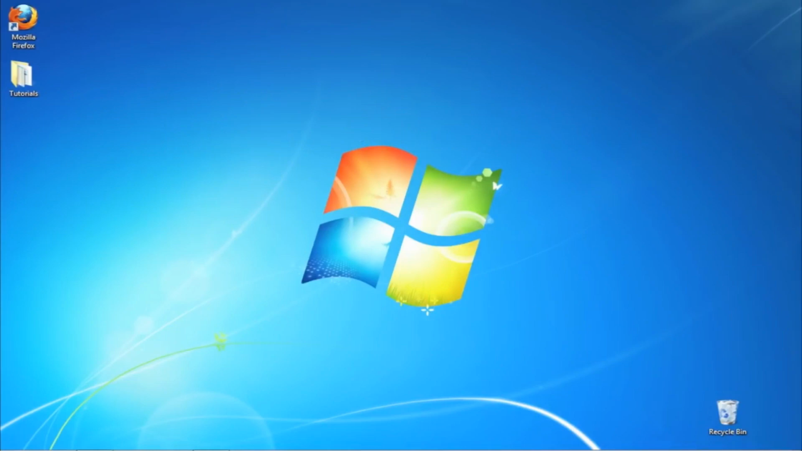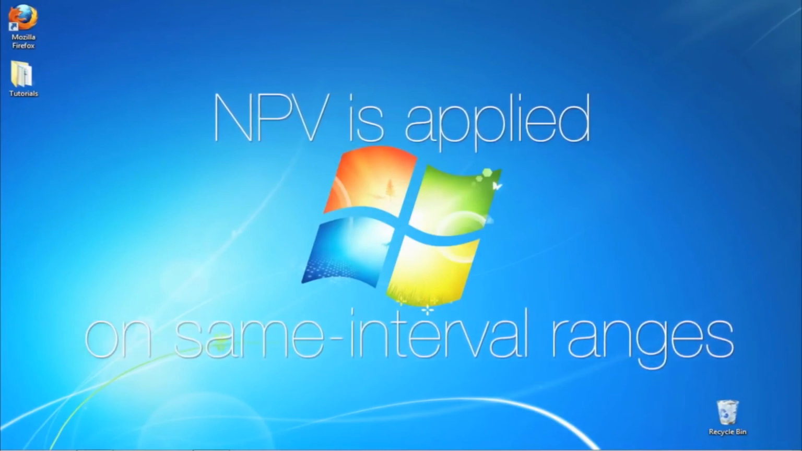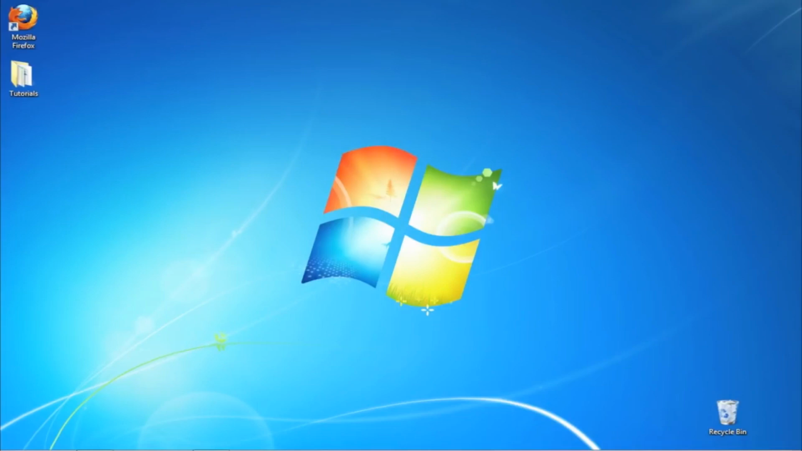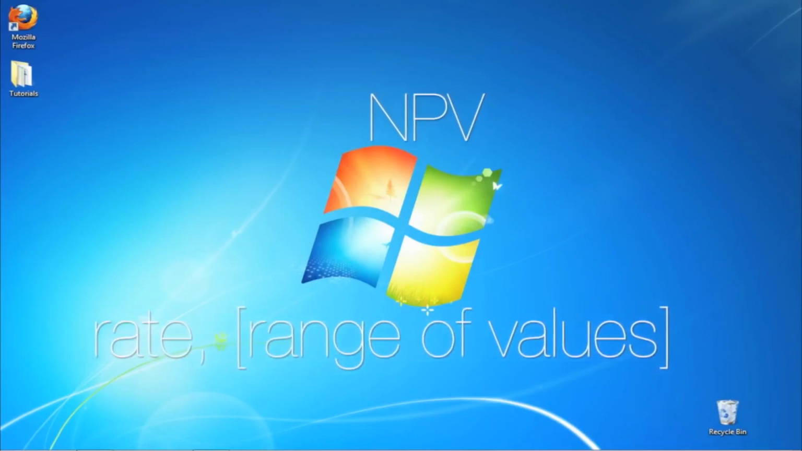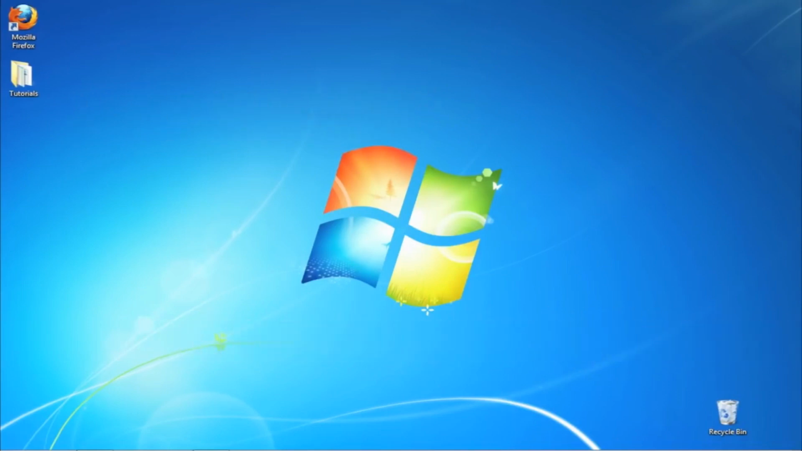Please be aware that all the investment cash flows must occur at the same interval for the calculation to be accurate. NPV has two arguments: rate, which refers to the discount rate, and the range of values that contains future cash flows. Here's an example we prepared.